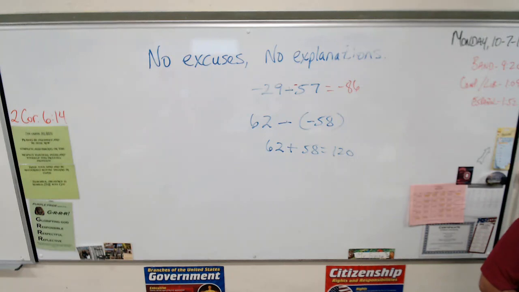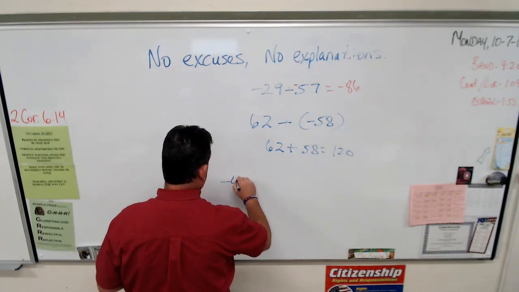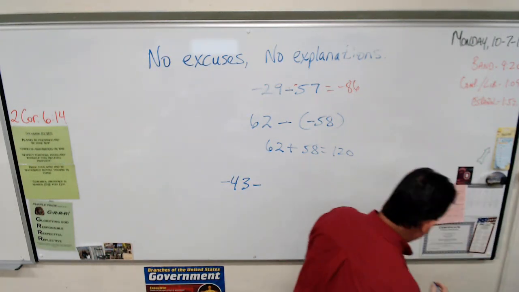Okay. Number 19, positive 79. Negative 43 minus, can this thing make it through the day? Negative 122.